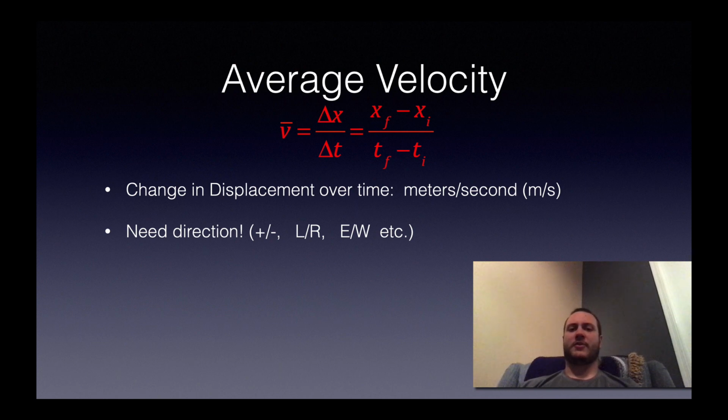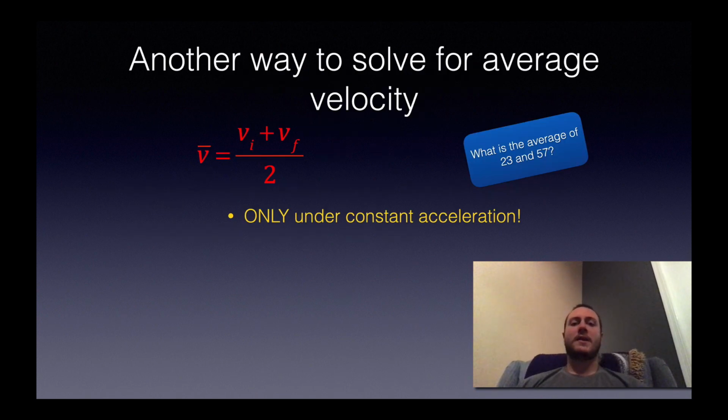Remember our breakdown for delta, final minus initial. So here we see that broken down as well. So again, just another way of saying our change in displacement with respect to time in meters per second. Same thing, velocity is a vector, so we need to have a direction included. Now, here we see a second way to find our average velocity. And again, this one only works if we're under a constant acceleration, which for the sake of this physics course, we'll only be dealing with constant accelerations.